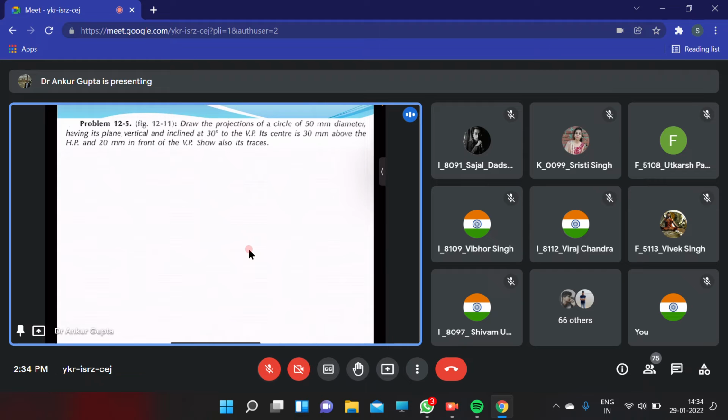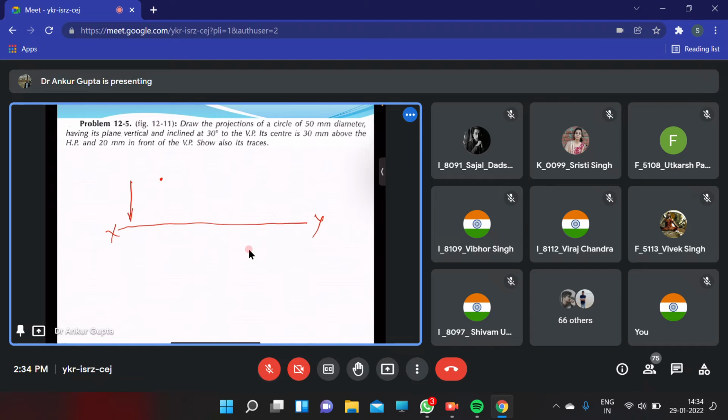क्योंकि यहाँ पे वर्टिकल प्लेन की बात हो रही है. Therefore, it is resting on. So how we'll start? We'll start with the reference plane. Now what it is said that its center is 30 mm above the HP. ठीक है? Its center is 30 mm above the HP.